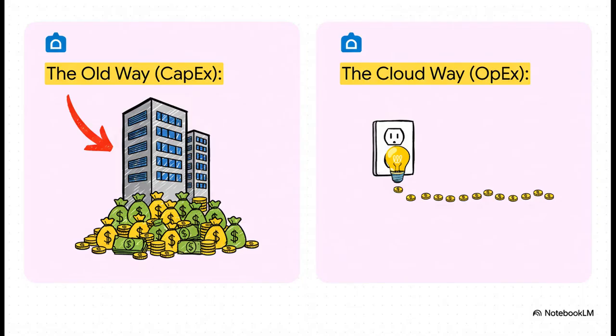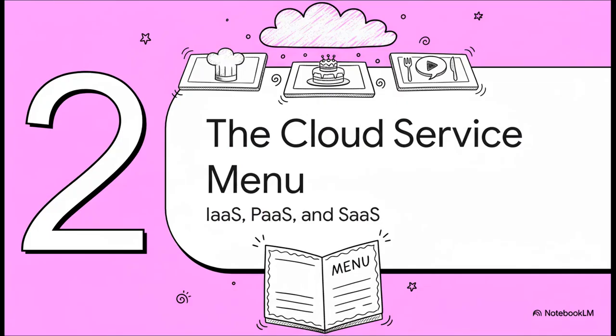And that measured service thing, it led to this huge shift in how businesses spend money. The old way was all about CapEx, capital expenditure. You had to spend a ton of money up front to buy servers and build data centers, hoping you bought enough. The cloud flips that to OpEx, or operational expenditure. It's all pay as you go. So you stop buying the whole power plant and just start paying the monthly utility bill. It's a massive difference.